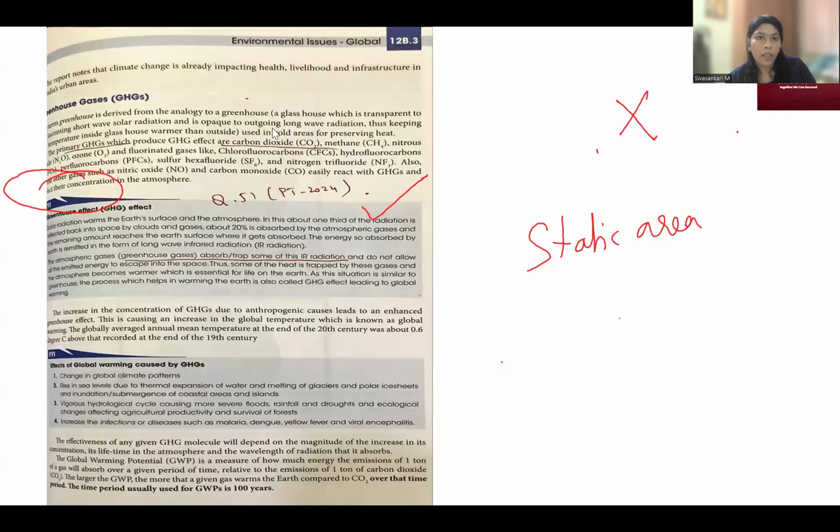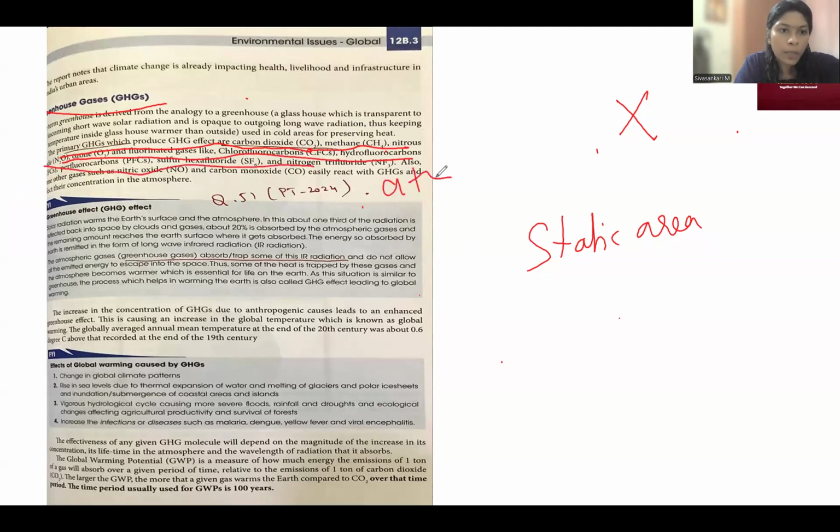Yes. See, it is written here that greenhouse gases is a topic. You can see the GHGs, which produce the GHG effect, are CO2, methane, nitrous oxide, ozone. Everything of this type I have mentioned here. These are called GHG gases. And I have explained how the radiation warms the Earth's surface and the atmosphere.